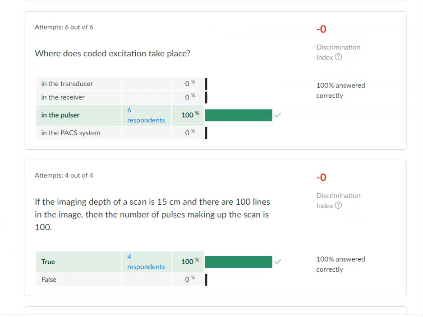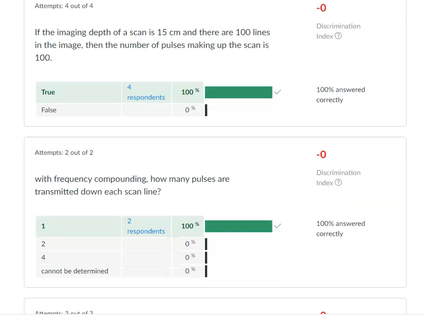Next question, where does coded excitation take place? This takes place in the pulser, also known as the beamformer. If the imaging depth of a scan is 15 centimeters and there are 100 scan lines in the image, then the number of pulses making up the scan is 100. So there's 100 scan lines, then that takes 100 pulses. There you go.